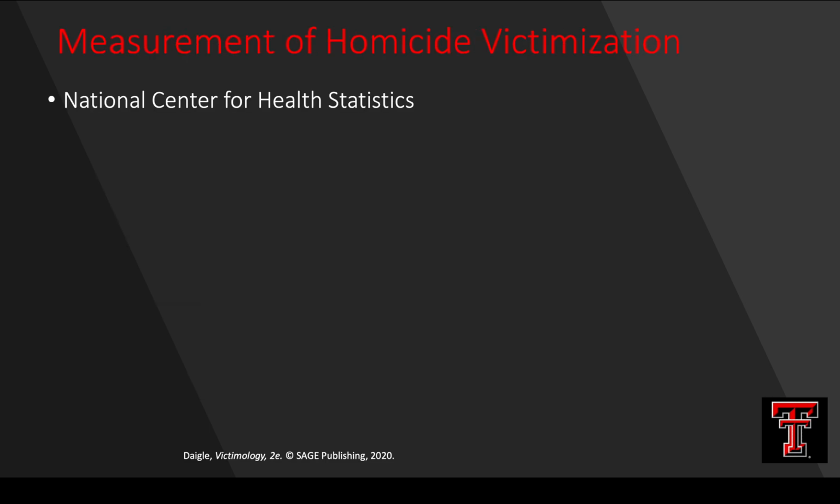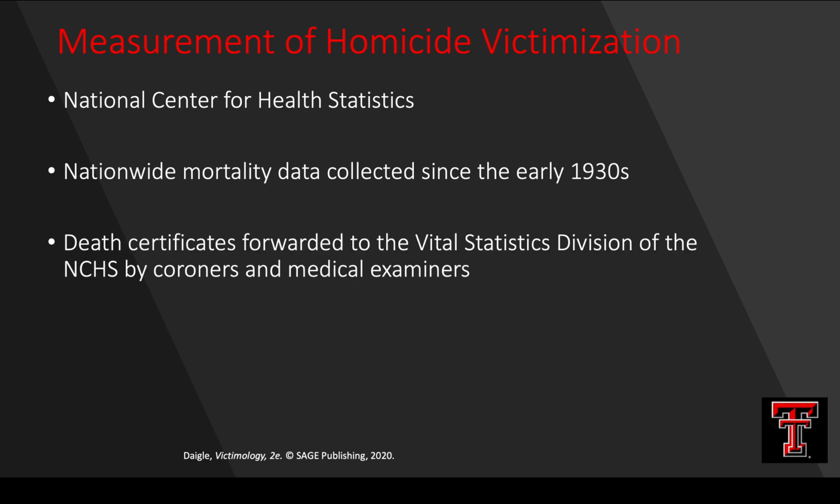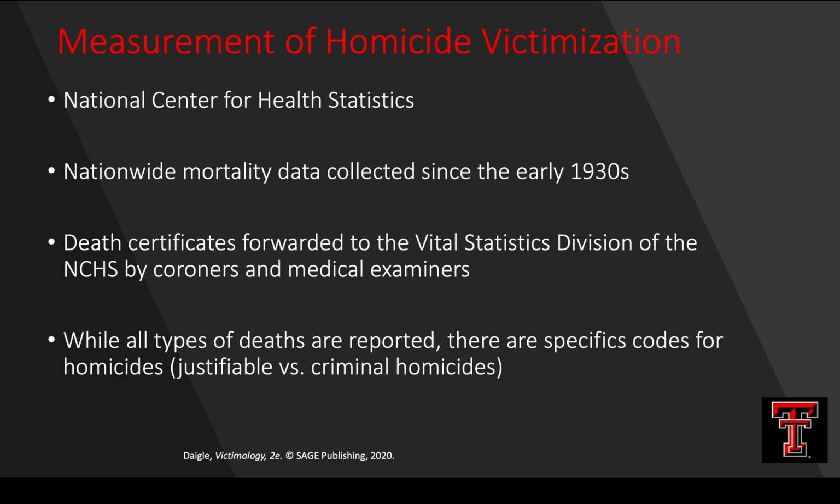So we also measure homicide using the National Center for Health Statistics. This is mortality data that's collected since the early 1930s. So not just homicides, but all types of mortality. And this is not collected by police officers, but it's collected by coroners and medical examiners when they're doing the death certificates, and they just forward the information to the National Center for Health Statistics. So again, all types of death are recorded. There's specific codes for homicides.